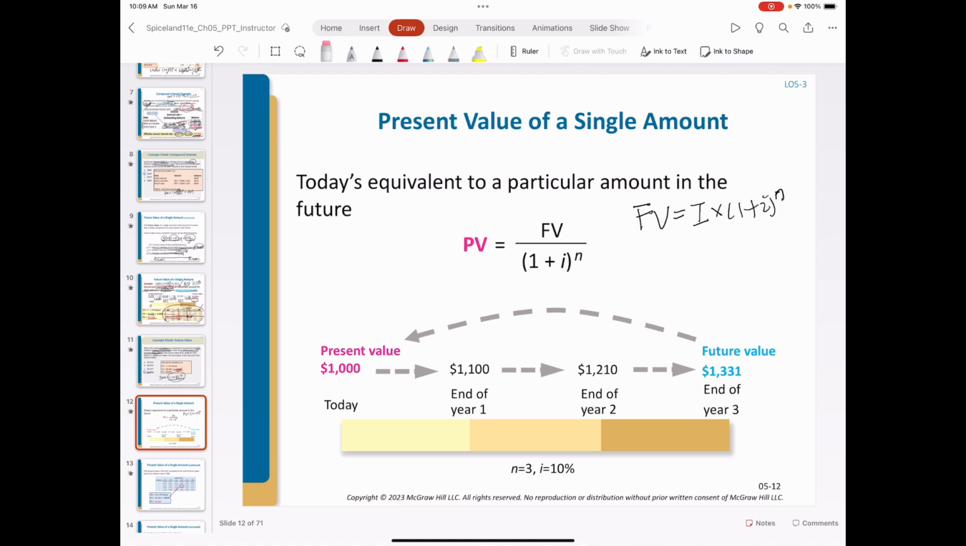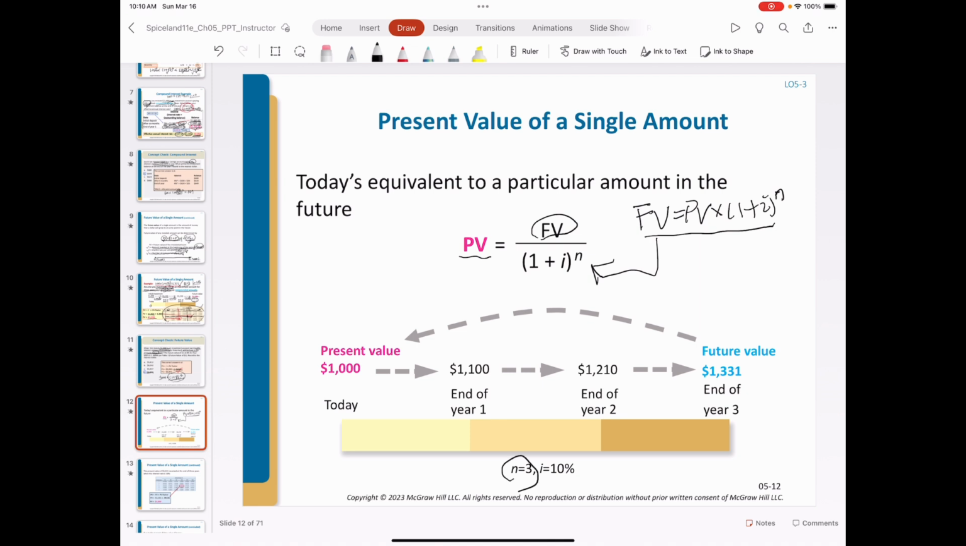We can replace I with present value. Then we can convert this equation to this one. If we are given an amount of cash flow in the future, we can use this formula to calculate the value at present. So this is the formula for the present value of cash flows.